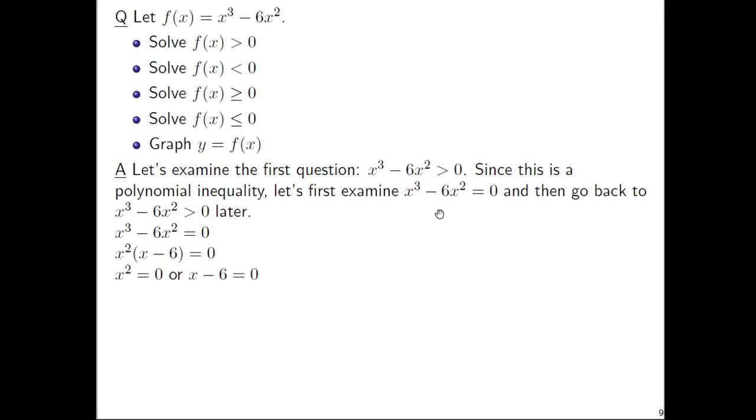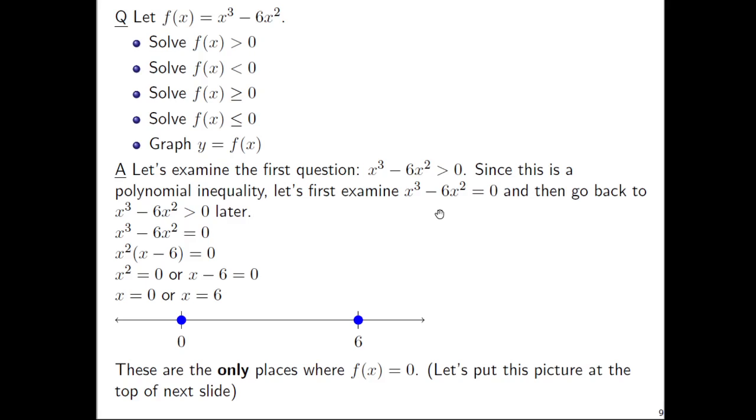So the first factor, x squared equals 0, or the second factor, x minus 6 equals 0. Square root both sides of the first equation. There's technically a plus or minus, but x equals plus or minus 0, so we just simplify to x equals 0. x minus 6 equals 0 simplifies to x equals 6. These 2 dots drawn show the only places where f of x is equal to 0. That's the equation.